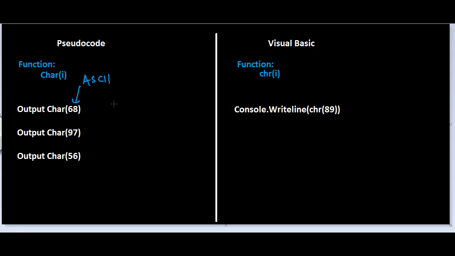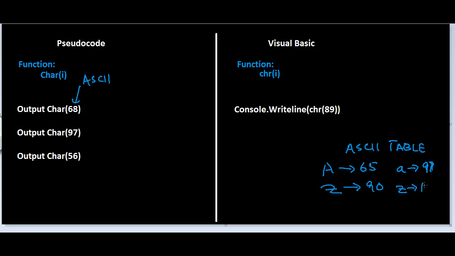Now before I get started with this, let me show you some important values in the ASCII table that we should know of. Capital A has the ASCII code 65, capital Z is 90, small a has the ASCII code 97, and small z has the ASCII code 122. The digit 0, if it is treated as a character, has the ASCII code of 48 and the digit 9 has the ASCII code of 57.